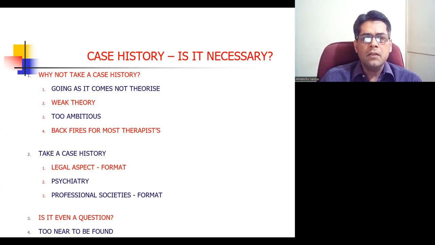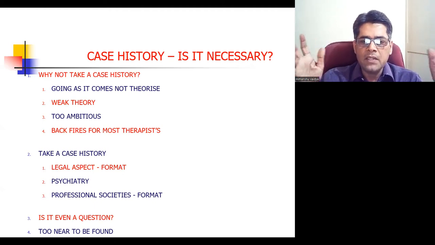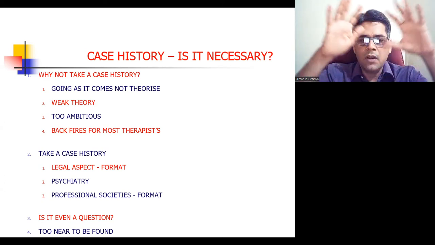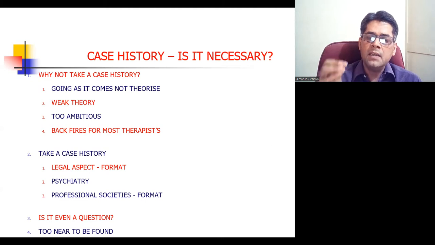Second argument, they say theories are too weak. We are nowhere near a level where we can be certain about anything that the theory tells us. And theories are too many and too different, and we don't have the capacity to really synthesize and integrate a theory or create a meta theory which will include all theories. This being the situation, the predictions that theory makes are very weak. Third, it is too ambitious if somebody says, I will synthesize all the theories. Fourth, this too much of theorizing actually backfires for most therapists, and they don't listen to what the patient says because in the back of their minds they are listening to what the theory is saying.